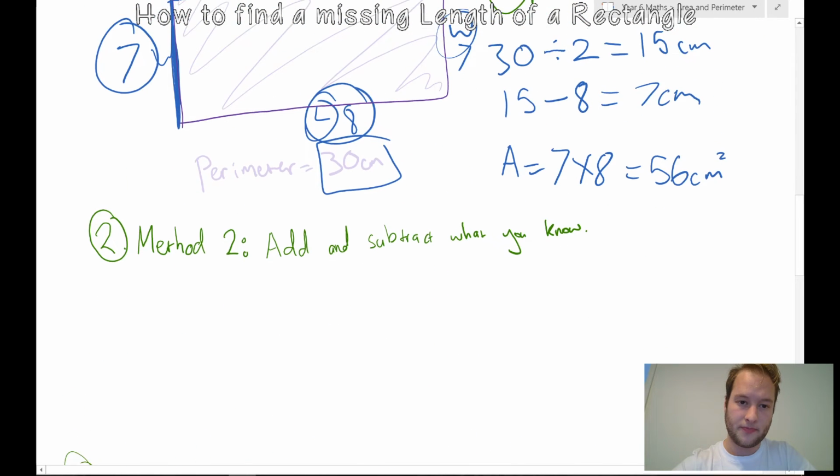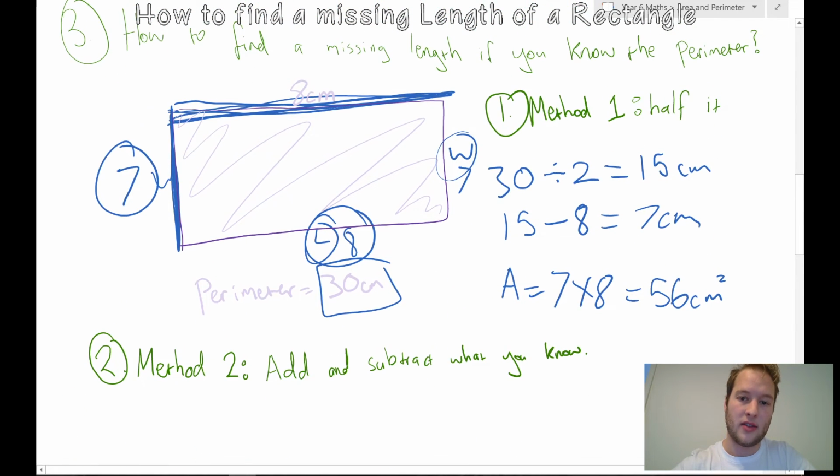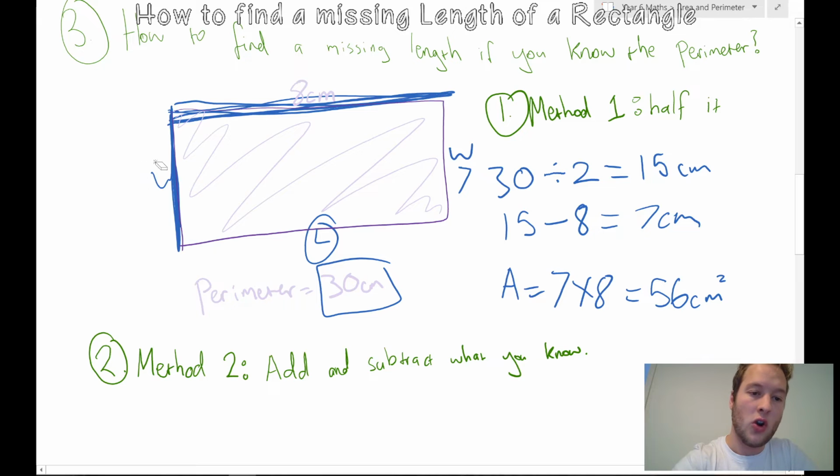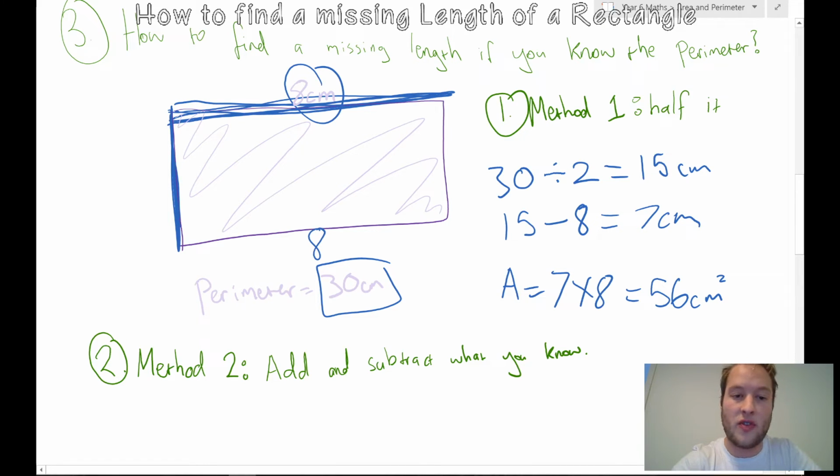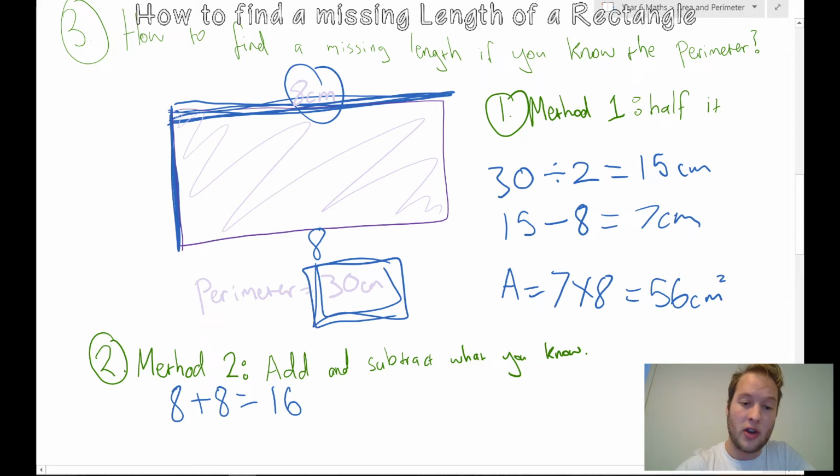Method 2 is sort of the same idea, but it's just not doing the division step. Method 2 would just be if I only knew that the perimeter was 30 and that was 8, well, I could say, if this is 8, then that means this is 8. So far, if I add them together, I've got 8 plus 8 equals 16. And I know I need to get the answer to 30 eventually. I'm going to have to add something and add something to equal 30.